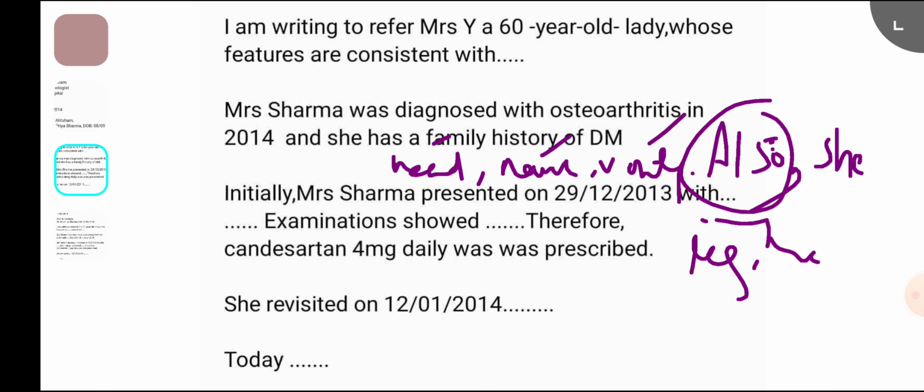Otherwise, it would be headache, nausea, vomiting, diarrhea, and maybe a couple more. So that is another thing I want to mention, because people get a problem when they have 5 or 6 symptoms. So you can use this and break that down. Okay, she revisited, or you can start from Mrs. Sharma, Mrs. XY revisited on this and that. Then below you can write, okay, she, and all that. Today's visit is always a separate visit.